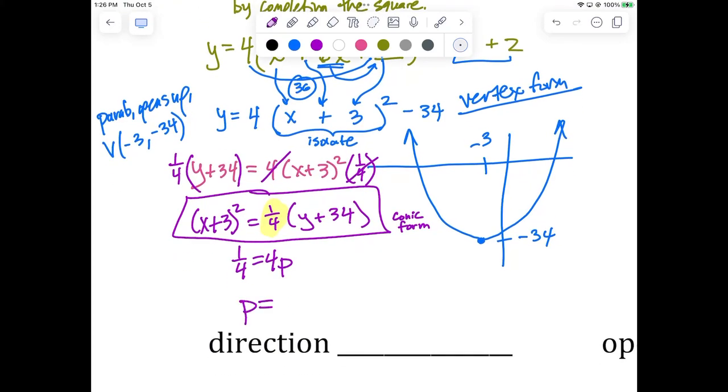So if I divide both sides by 4, or multiply both sides by 1/4 again, that's another good opportunity to do the same thing we did up above. Instead of divide by 4, multiply by 1/4, and we get p equals, what's 1/4 times 1/4? 1/16. Yeah, very small, 1/16. That's your focal length. And because it's positive, that means it opens up.